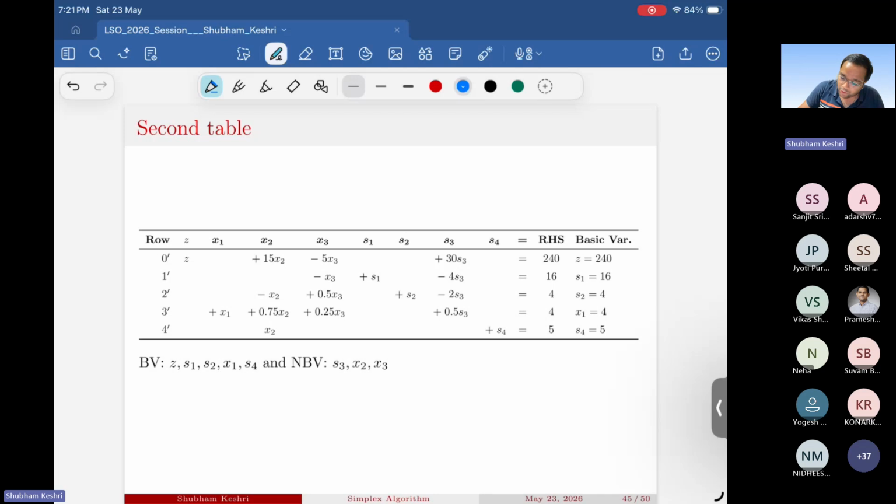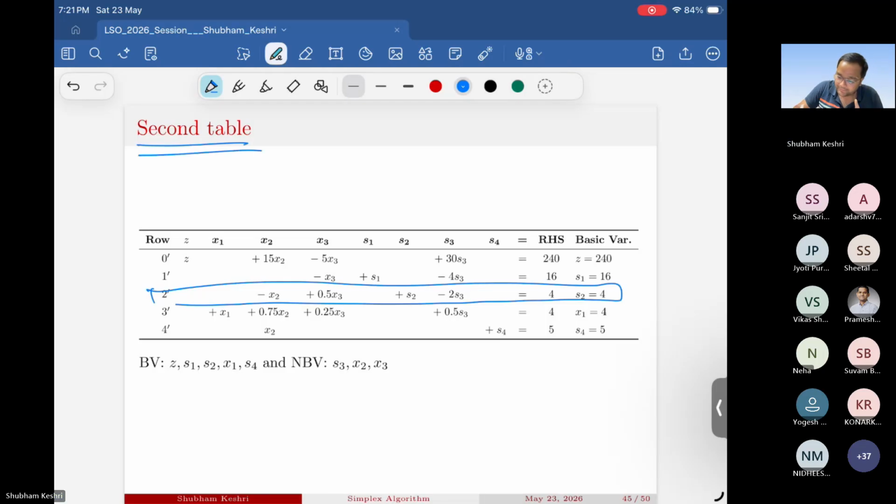You again perform the row operations. What you will do is for row 2. So this is the second tableau, where the objective function value was 240. For the second tableau, you have to make this coefficient as 1. So how will you do that?